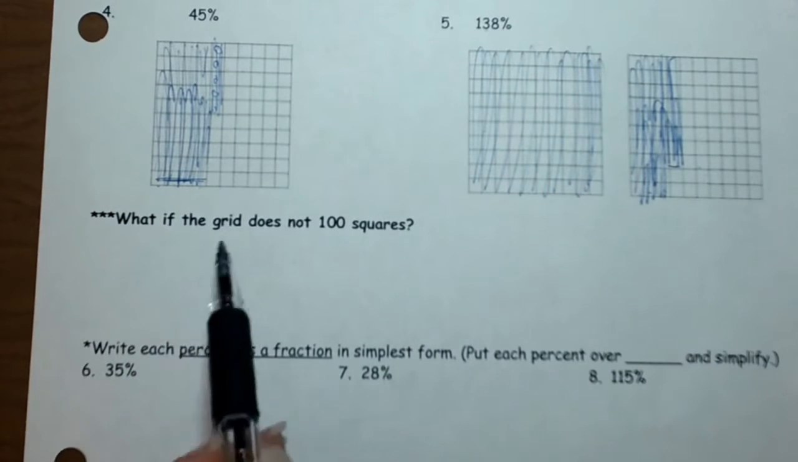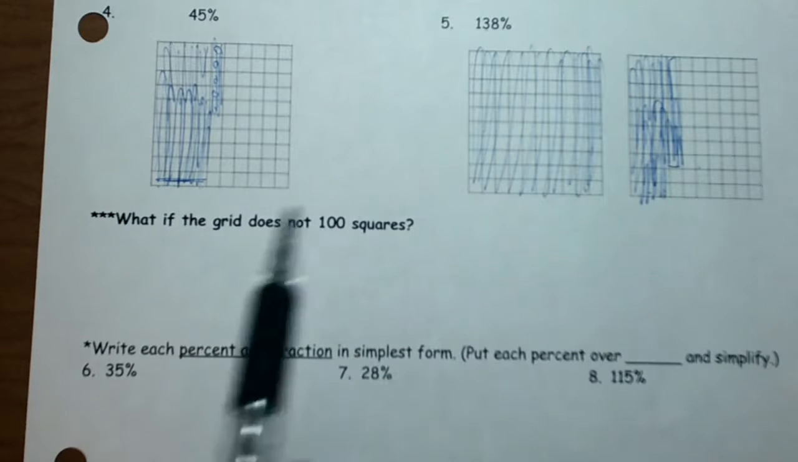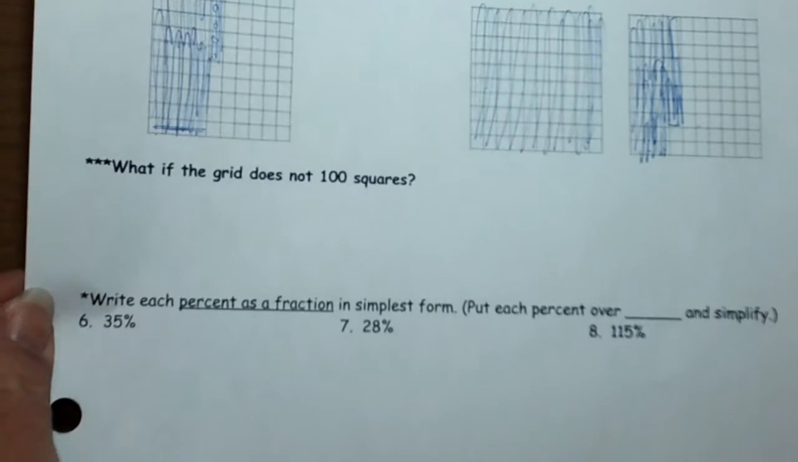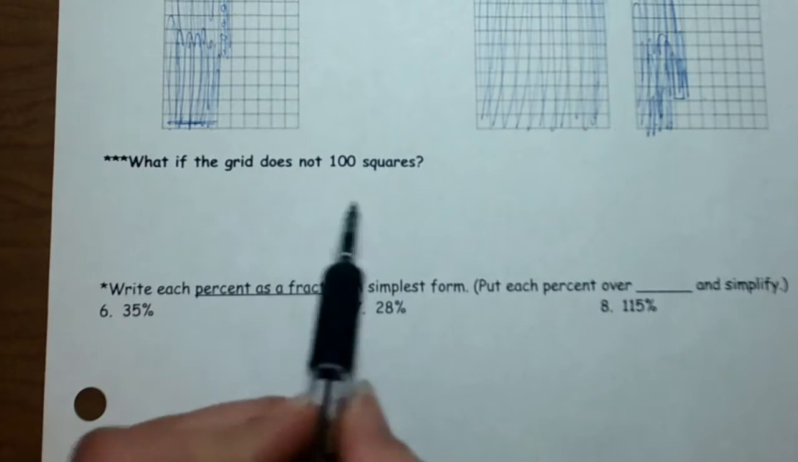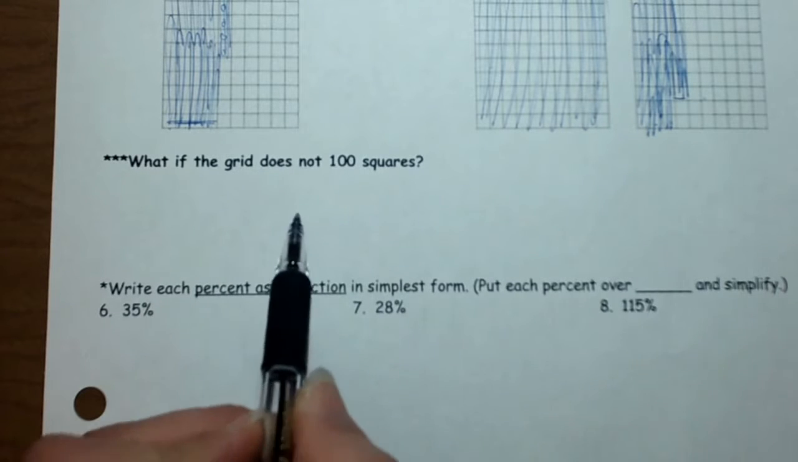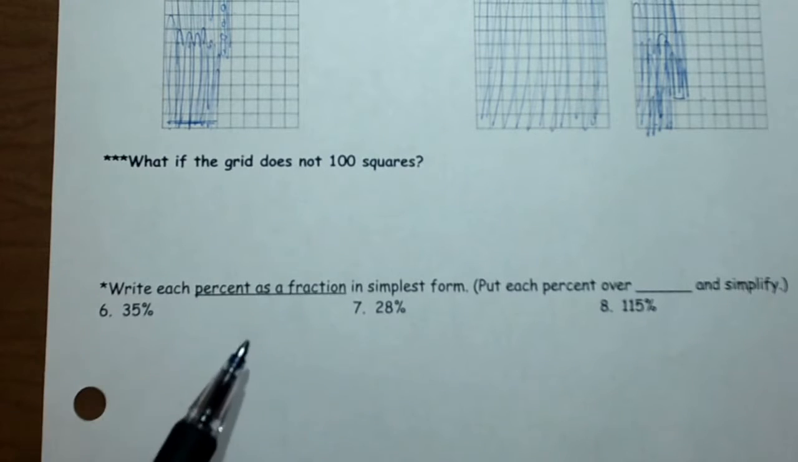All right, so I added a little question down here. What happens if my grid's not at 100 squares? How do I get a percentage if I don't have 100 squares? Well, that's a great question. However, that's something we're going to do in tomorrow's lesson. So I want you to think about that for tomorrow, and then tomorrow we're going to answer what happens when you don't have 100 squares in your grid.